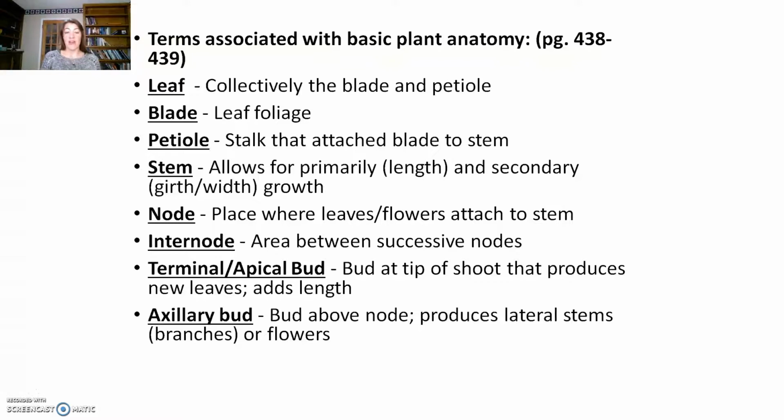You have the terminal or apical bud, apical meaning the tip or the top, like an apex predator, the very top leader there. This is the bud at the very tip of the shoot that produces the new leaves. This is where length is actually occurring. Plants don't grow from the bottom, they grow from the top. The axillary bud is the bud above the node. So you have your little node where the leaves and flowers attach, and then this axillary bud hanging out here. And that's what's going to produce those lateral stems, or as we know, branches, or it could also lead to flowers.